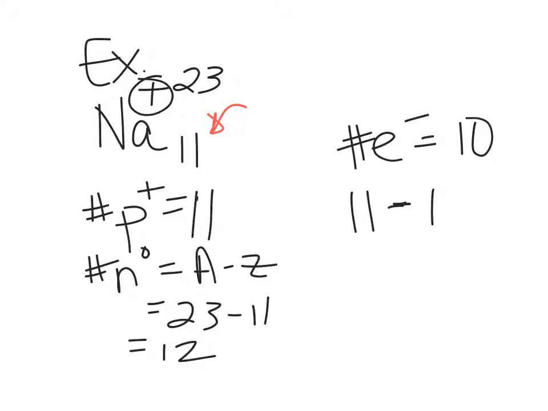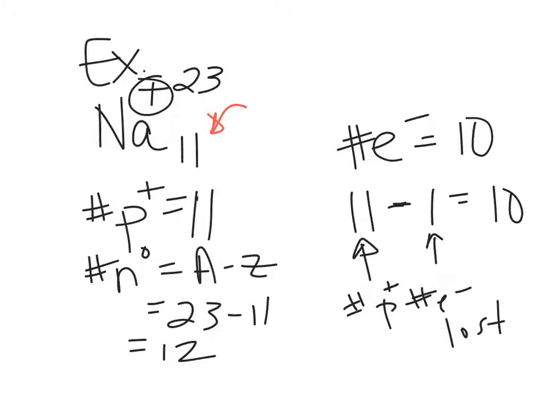11 minus 1 is 10. So 11 was the number of protons, and 1 is the number of electrons lost because this is a positively charged ion, has a charge of +1, it's lost 1 electron. So then there must be 11 protons and 10 electrons, which gives an overall charge then of +1.